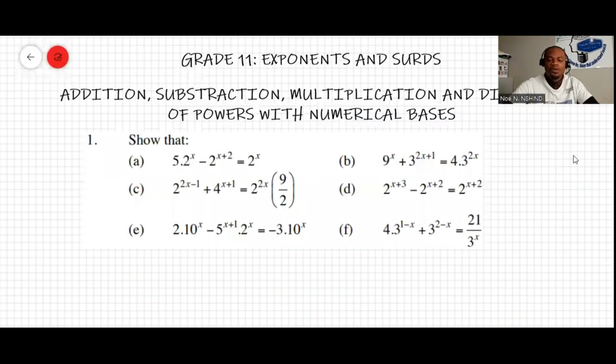Well, now we are going to do grade 11 exponents and surds, and this part will focus on addition, subtraction, multiplication, and divisions of powers with numerical bases. Now we have the questions that we see here, 6 of them. Question 1 says show that 5 times 2 to the power of x minus 2 to the power of x plus 2 equal to 2 to the x. Now it means this is true. The left hand side is equal to right hand side, but we need to prove it.